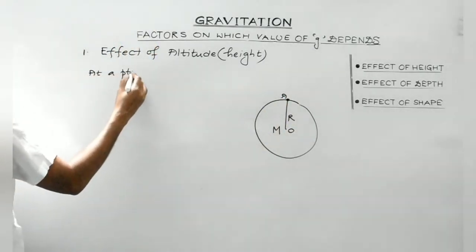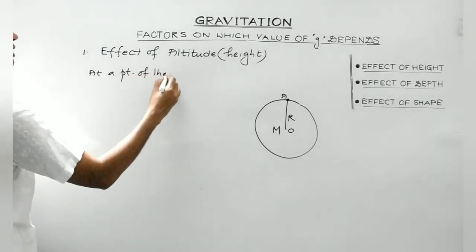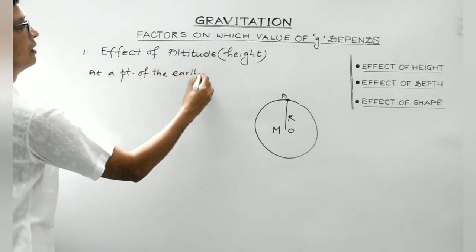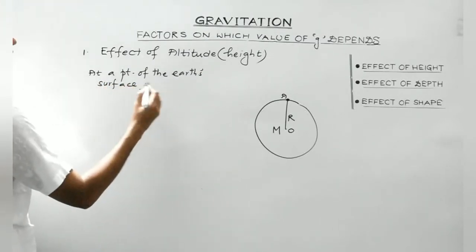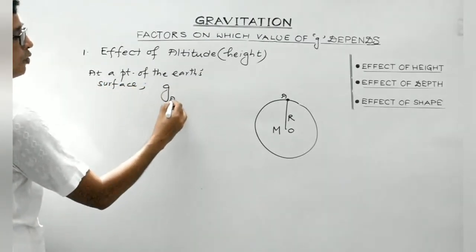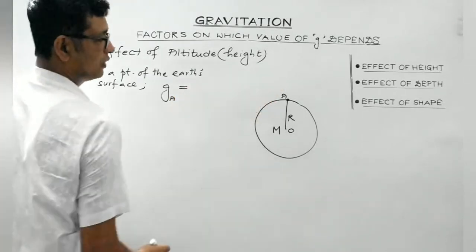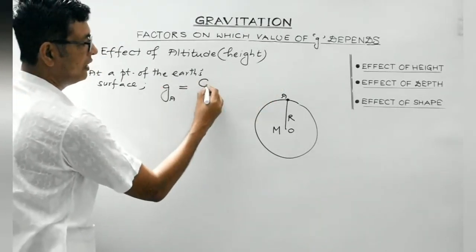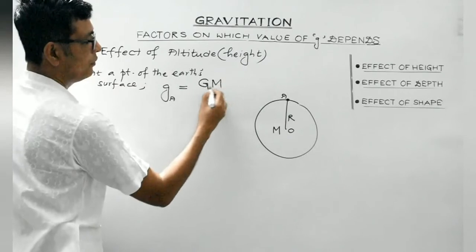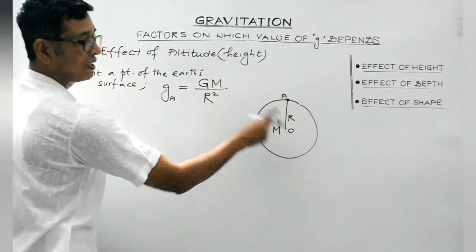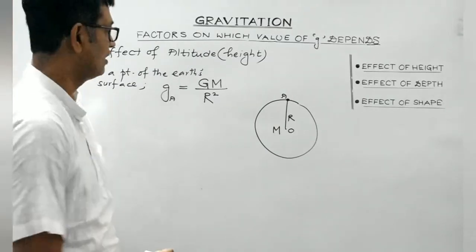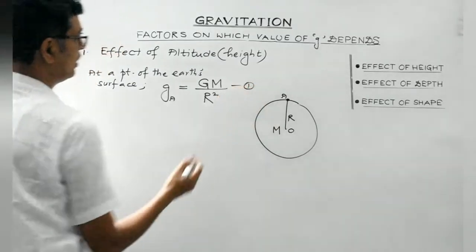At a point on the Earth's surface, that is, A is the point considered to be on the Earth's surface. What is the value of small g? It's g capital M divided by r square. R is the distance between the observation point and the center of the Earth, right? So put this as equation number 1.